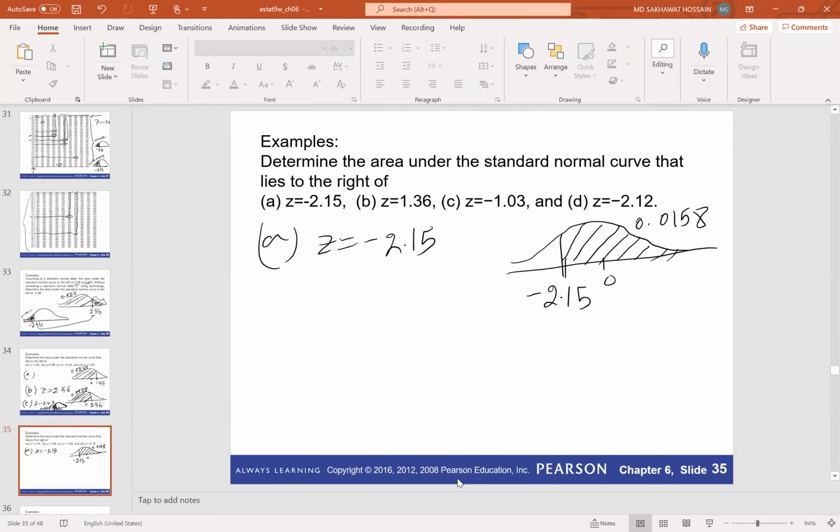Anyone? Is this the correct answer? Okay. One student said it's wrong. How about others? Is it correct or wrong? It's wrong, right? Yeah, this is wrong.